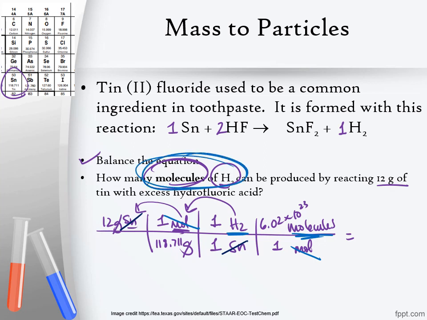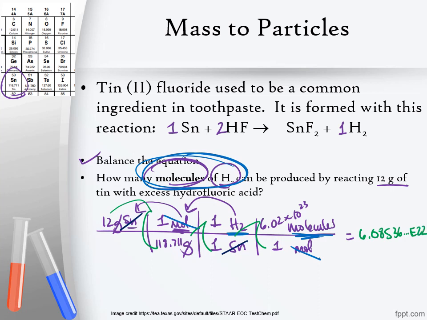Back to the handy dandy calculator. This time I'm going to go step by step. So I'm going to do 12 times 1 divided by 118.711 times 1 divided by 1 times 6.02 times 10 to the 23rd divided by 1. We're going to get the same answer. Sometimes it's just fun to switch things up a little bit, right? That gives us a grand total of 6.085536, lots of digits, E22.